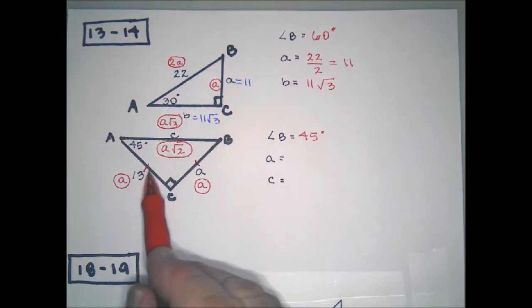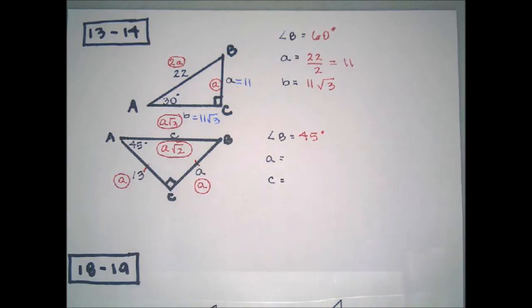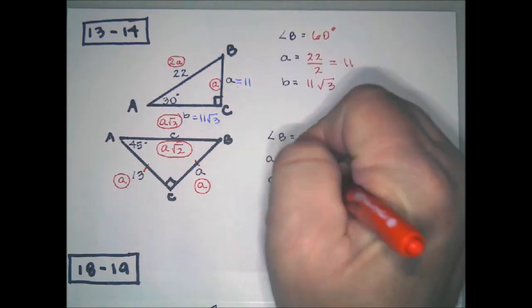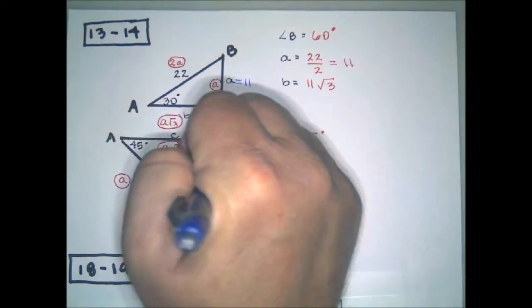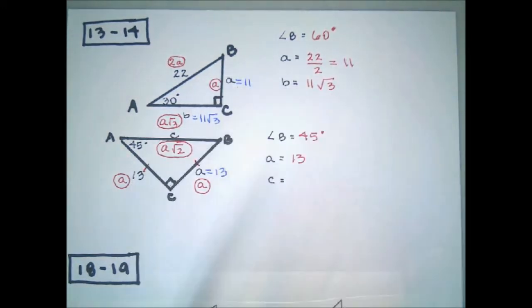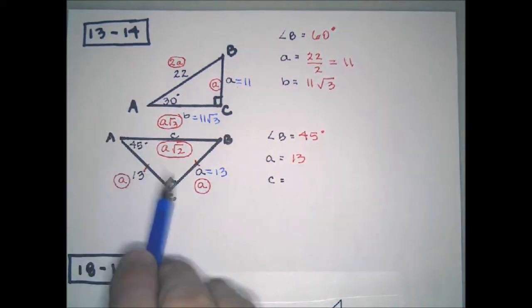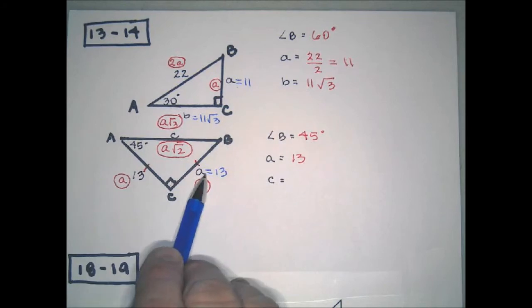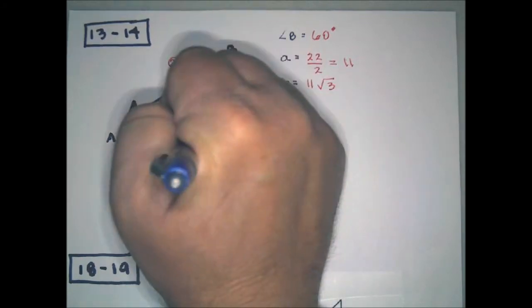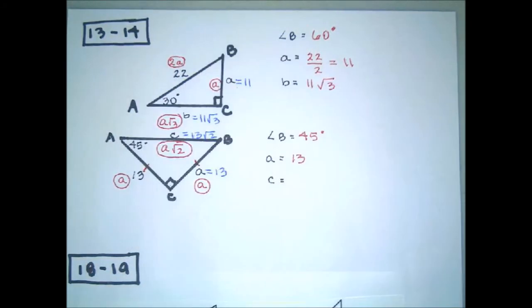So if this leg is 13, then that means this leg is also 13. And if this is 13 and that's 13, then the hypotenuse is simply whatever the legs are multiplied by root 2. So that would mean this is 13 square root 2.